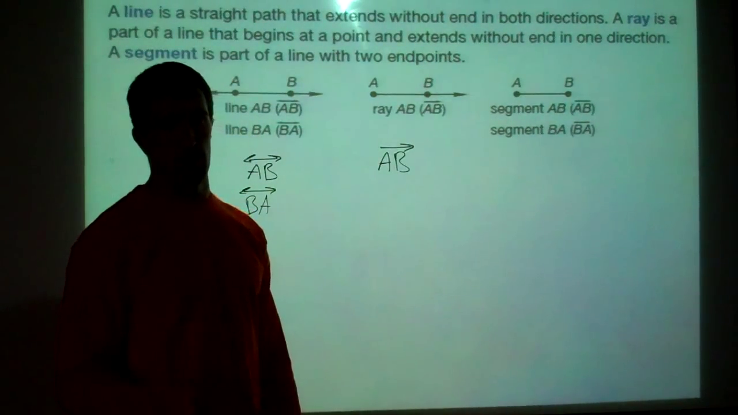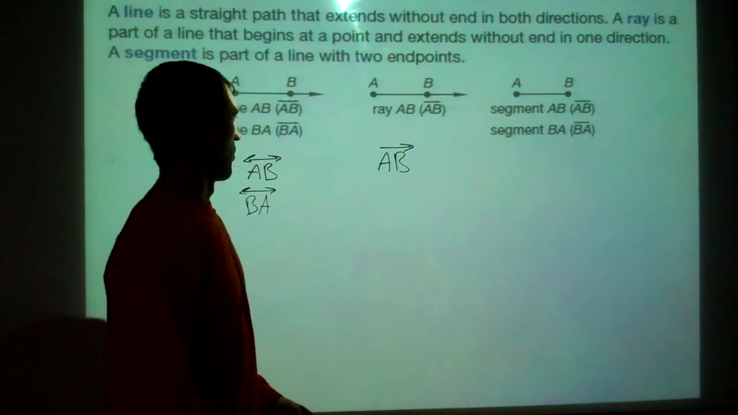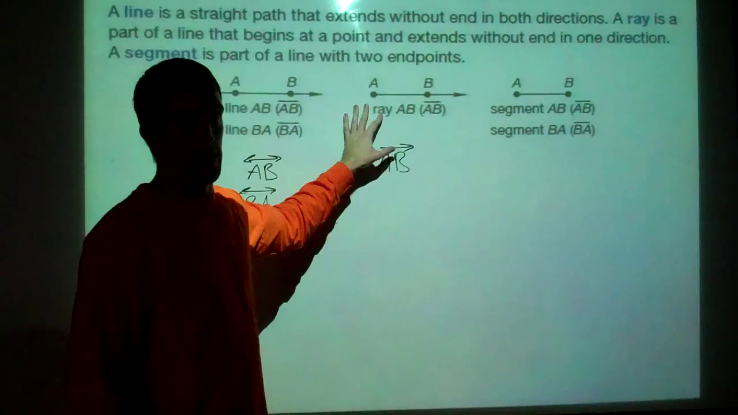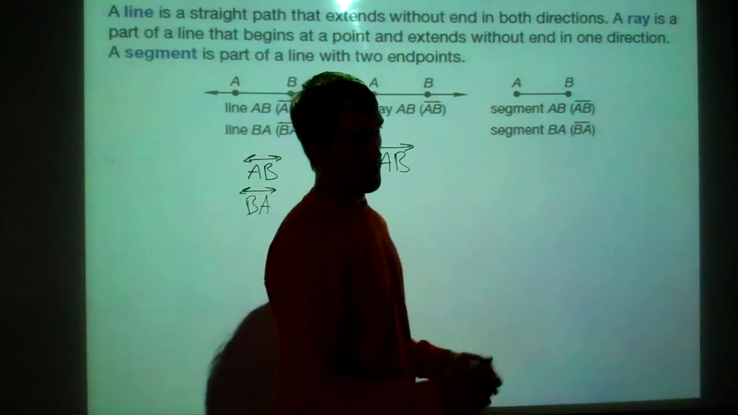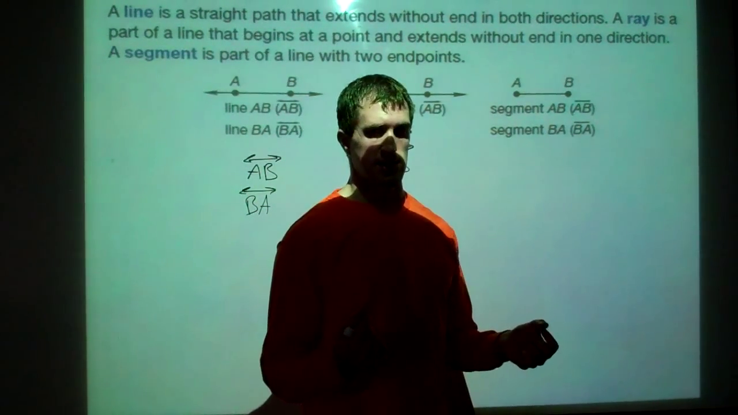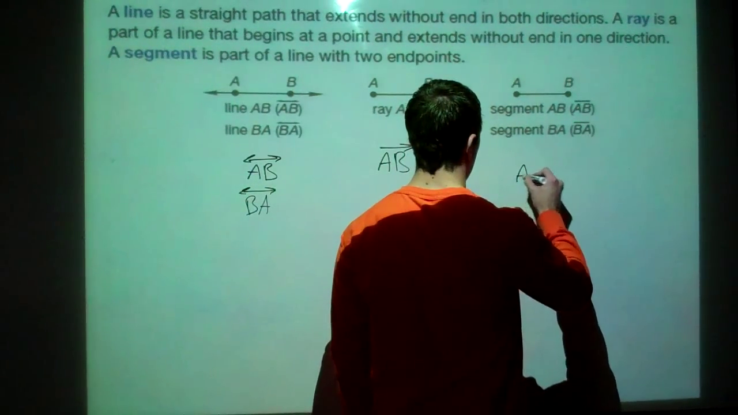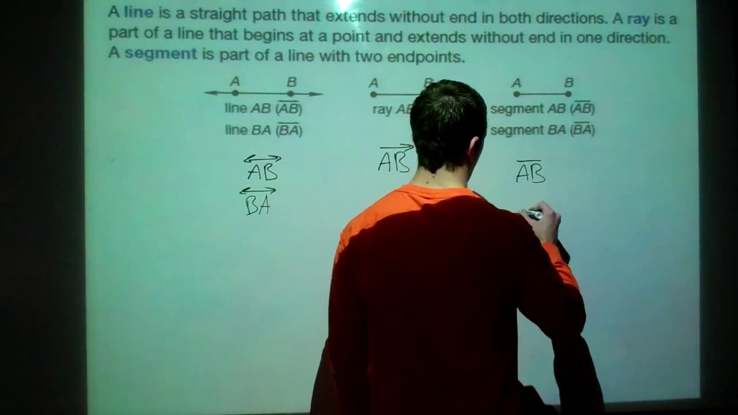And our last one here, a segment is a part of a line with two endpoints. Okay? So it's a part of a line, it's something we can actually measure. We can't really measure these two because they extend forever in one direction or two directions. And a segment has two endpoints. It has endings, it has stopping points. So here's how we write segment AB or BA.